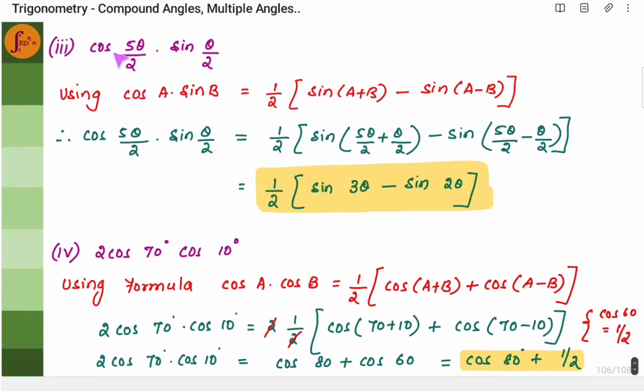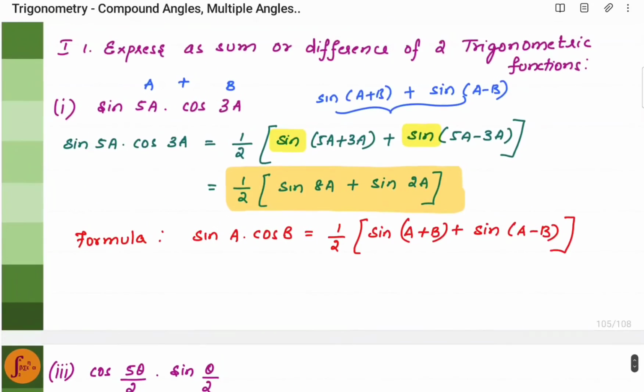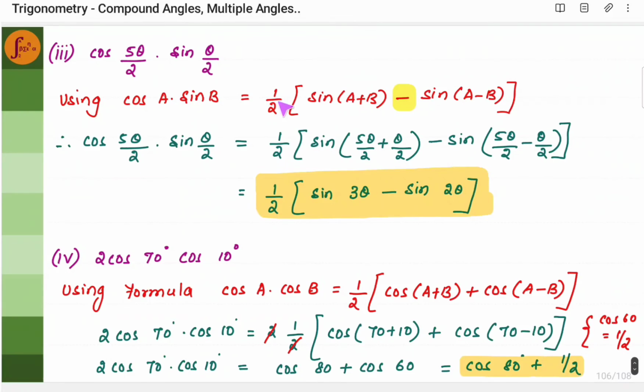The next one is cos sine. Now this is the clue. Whenever you have sine cos or cos sine, you have to use the sine based formula, right? But here, since cos is in the beginning, it will be negative, right? This is the clue. Since cos is in the beginning, it will be negative. If sine is in the beginning, it will be positive. So now you'll just substitute.